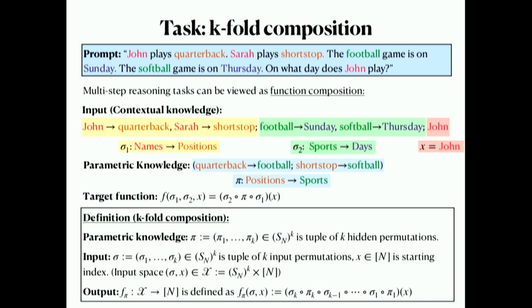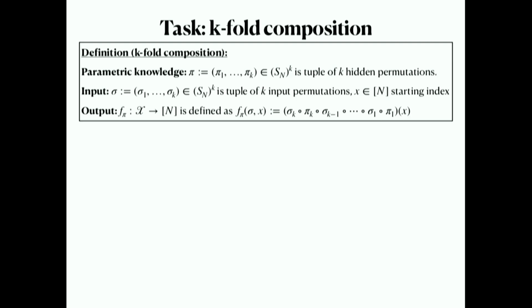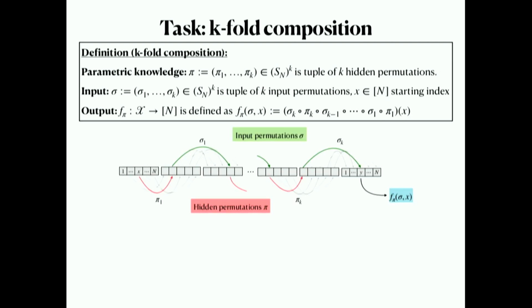And the target function f pi takes as input some sigma and x and maps it to the following interleaved composition of permutations evaluated at the index x. So a nice diagram is here. The red arrows correspond to the hidden permutations, and the green arrows correspond to the input permutations that vary from input to input.